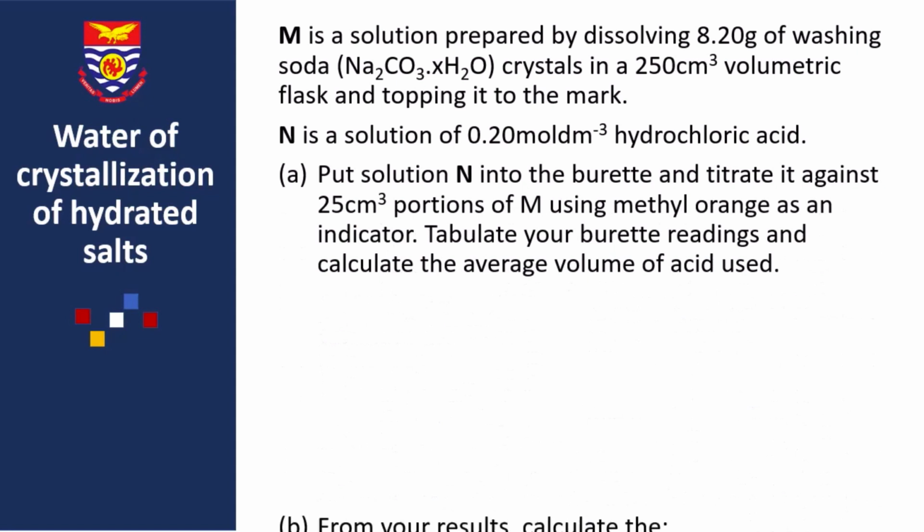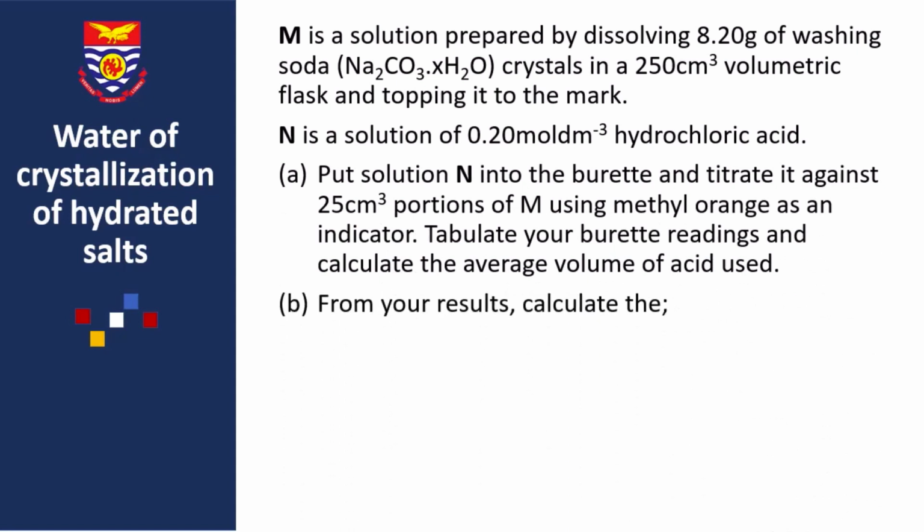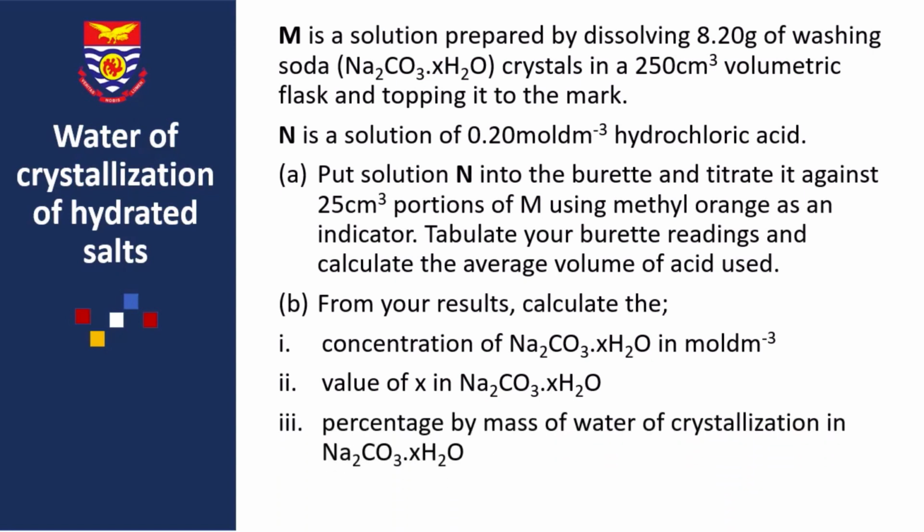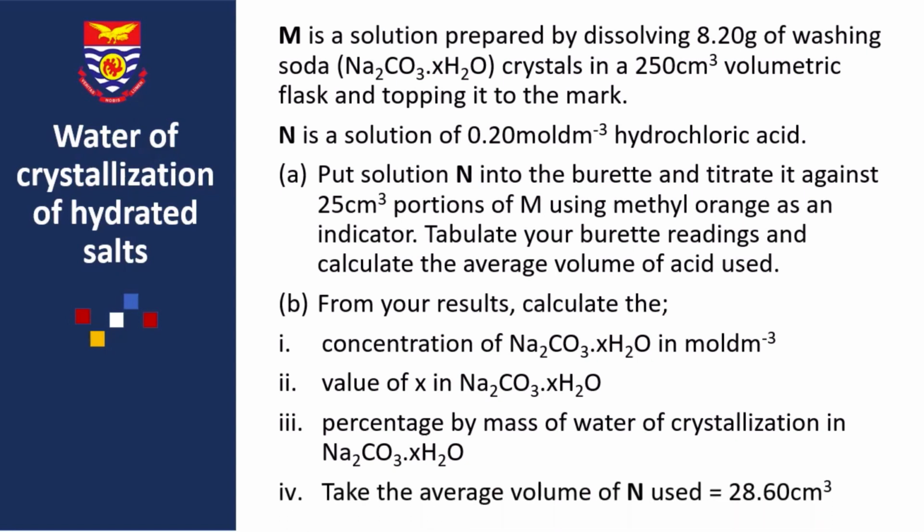So this is the instruction, and after that we have to calculate the amount concentration of the hydrated salt, that is M, and then we have to find the value of X, that's the number of water of crystallization, and also the percentage by mass of water of crystallization. So let's continue. We are to take the average volume of N, which is the acid used, as 28.60 cubic centimeters.